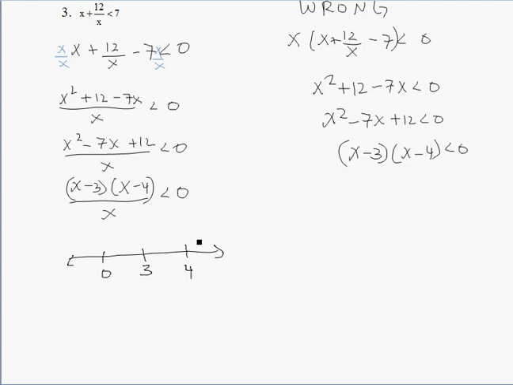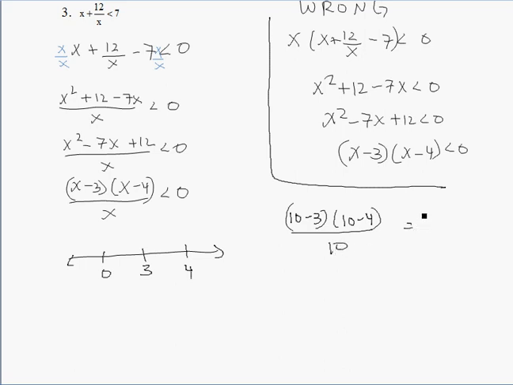So again, we need to look at a number to the right of 4 and see if it's positive or not. So let's just give ourselves a little bit of room. Let's plug in 10 because 10 is bigger than 4. So that's 10 minus 3, 10 minus 4 all over 10. So this is 7 times 6 over 10, which is positive. So that means this is positive. All of these are odd multiplicities, so the sign is going to change at each point.